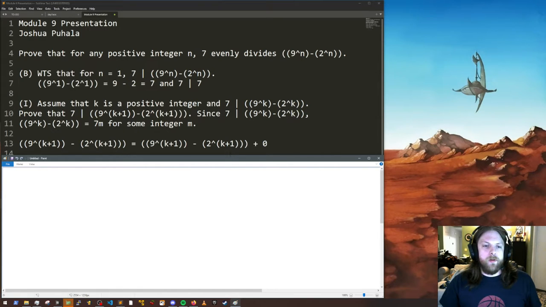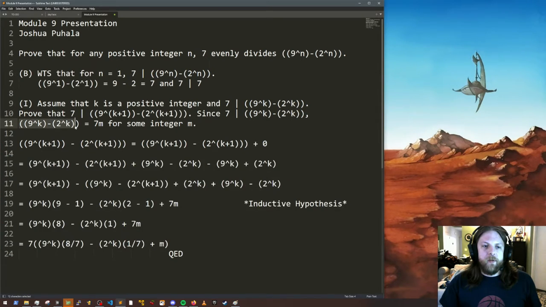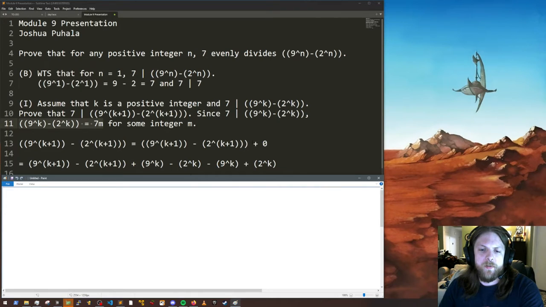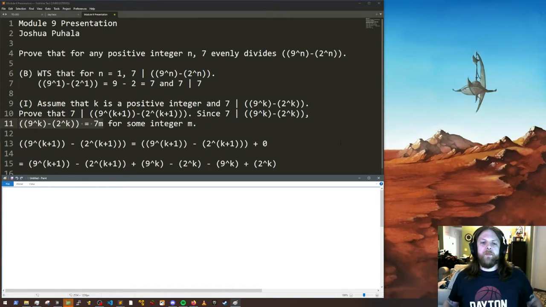So here we start to work on figuring out a way to plug this in. So we start with 9 to the k plus 1 power minus 2 to the k plus 1 power and show that that's the same if we add 0 to it. So adding 0 can be the same as adding 9 to the k minus 2 to the k minus 9 to the k plus 2 to the k. Each of these cancel out each other, and that's essentially 0 on that entire last 4 terms.